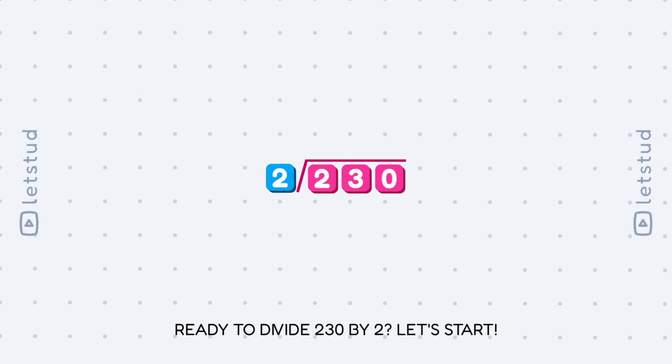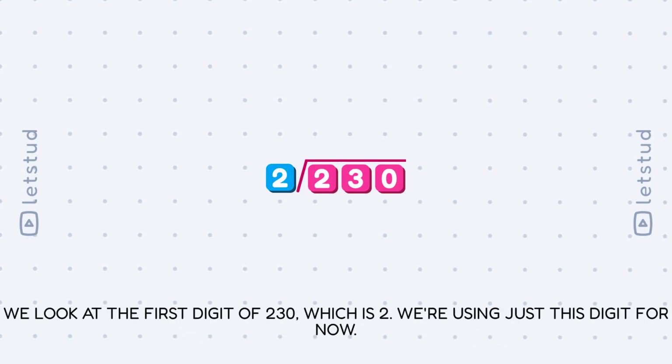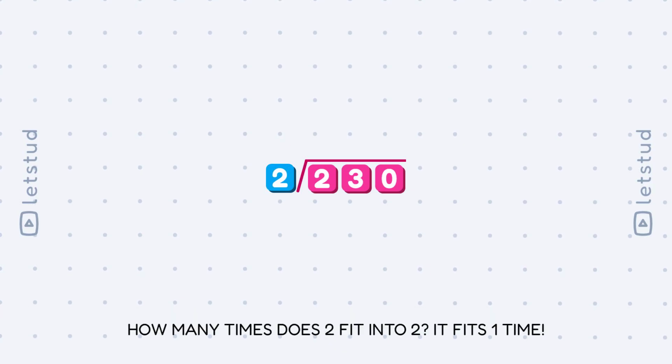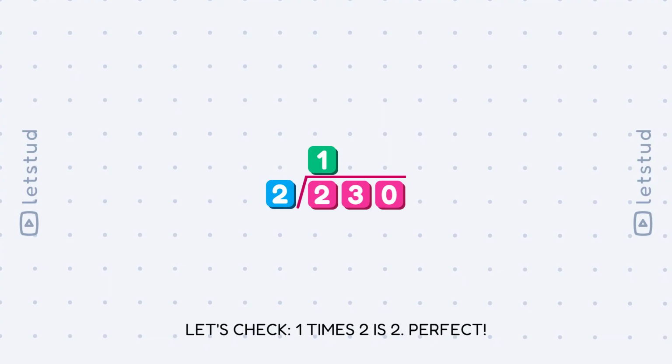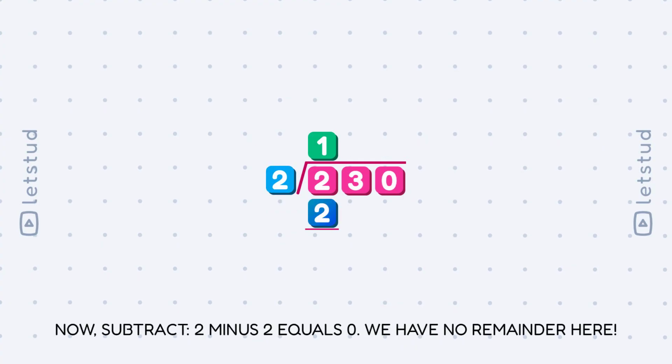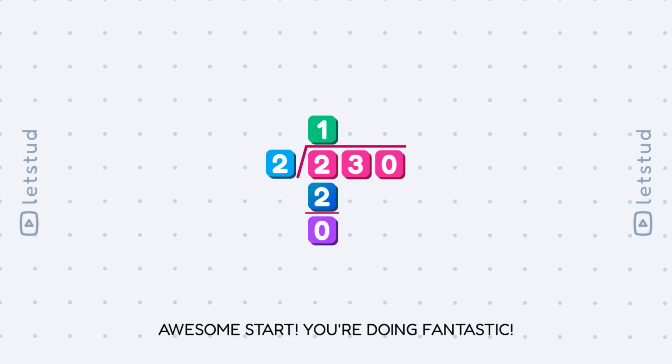Ready to divide 230 by 2? Let's start. We look at the first digit of 230, which is 2. We're using just this digit for now. How many times does 2 fit into 2? It fits 1 time. Let's check. 1 times 2 is 2. Perfect. Now subtract. 2 minus 2 equals 0. We have no remainder here. Awesome start. You're doing fantastic.